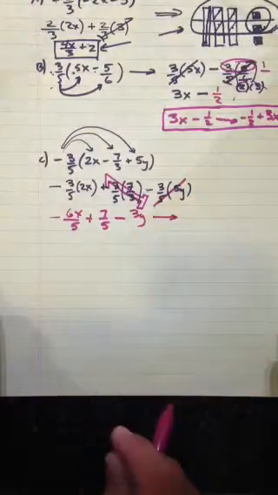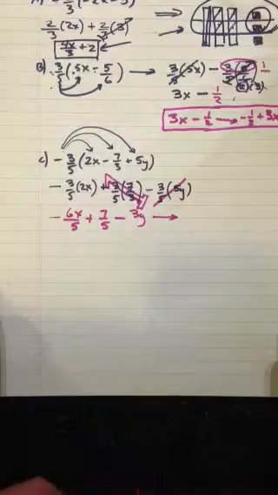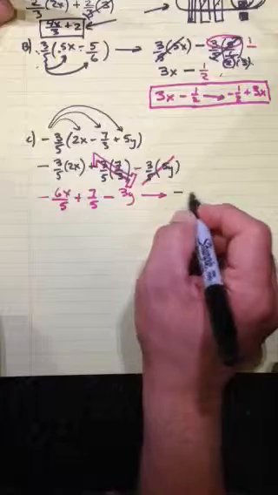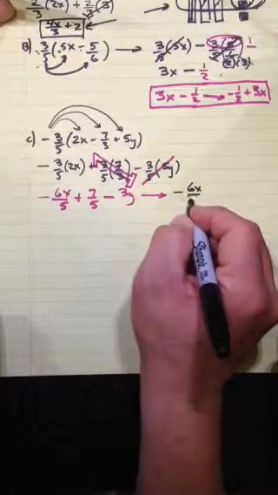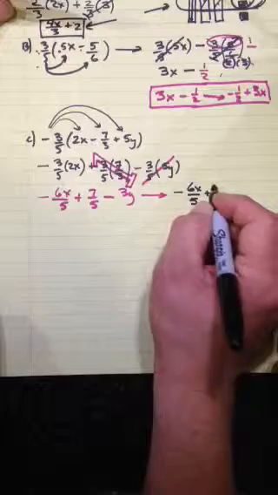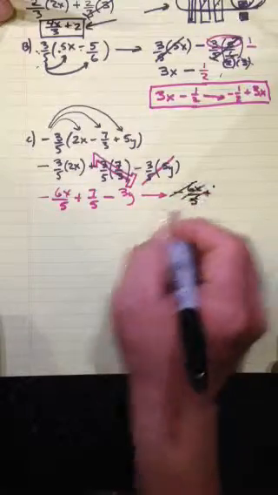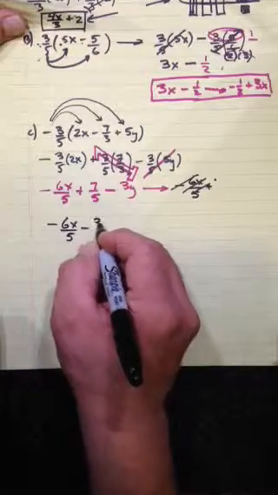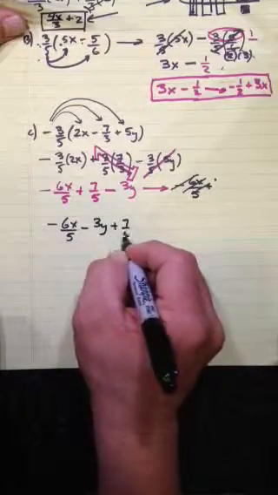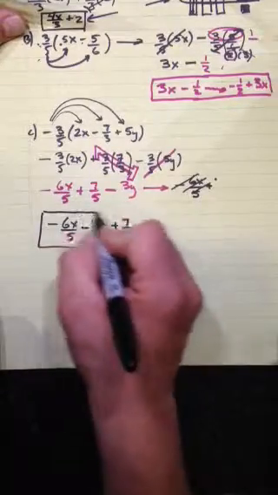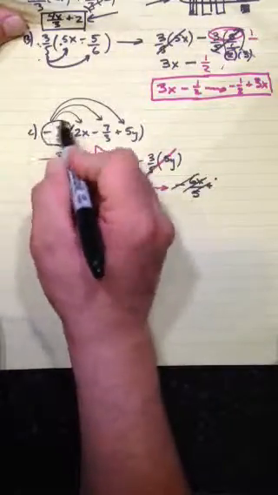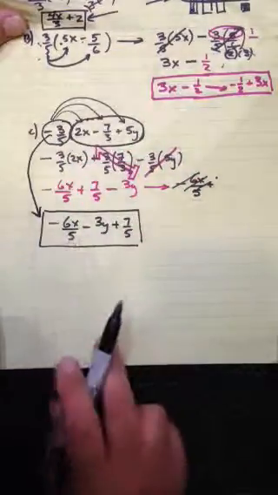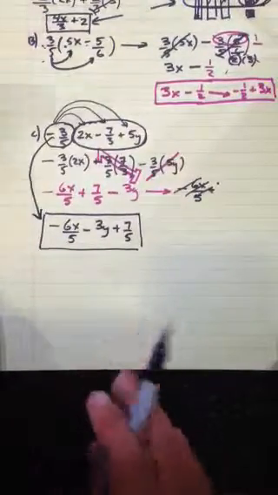Somebody might want to change that around and write it in x, y, and then constant. So we can do that, and our result will be negative 6x fifths minus 3y plus 7/5. And this will be our final product of this distribution of this term times this term will give you this final product. Hope you got something out of the video.